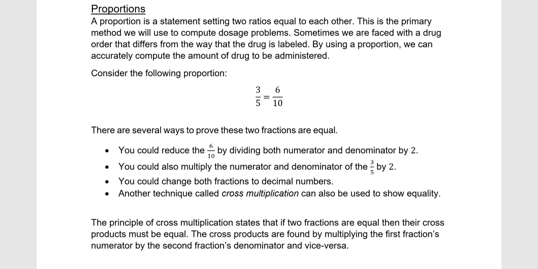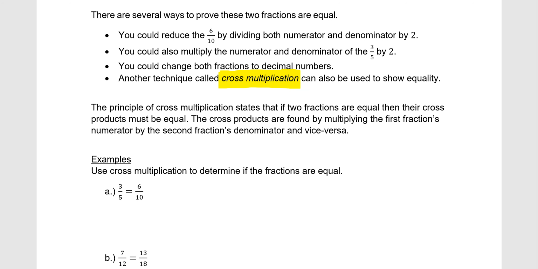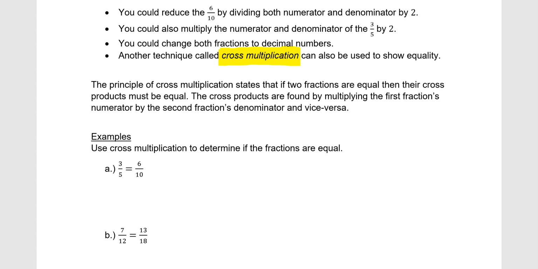The other way is by cross multiplying. This way might be new to you guys, it might not be, but this is the way that we are going to be solving proportions going forward. The principle of cross multiplication says that if two fractions are equal, then their cross products are equal. Cross products are going to be found by multiplying the first fraction's numerator with the other one's denominator. So we're going to do that for each fraction and show that they're equal, and that's going to tell us that these are equivalent ratios.